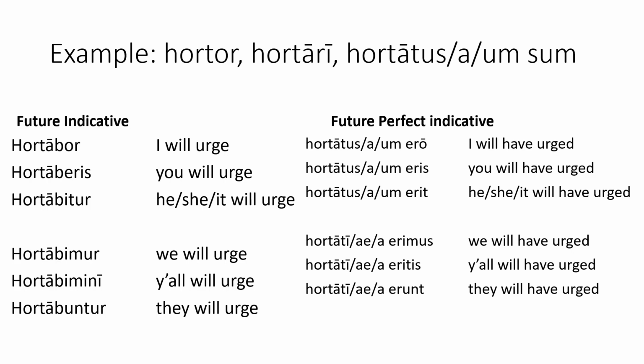For hortor, this gives us hortatus, a, um ero in the first person singular, hortatus, a, um eris in the second person singular, hortatus, a, um erit in the third person singular, hortati, ae, a erimus in the first person plural, hortati, ae, a eritis in the second person plural, and hortati, ae, a erunt in the third person plural. It would be translated as I will have urged, you will have urged, he, she, it will have urged, we will have urged, y'all will have urged, and they will have urged.